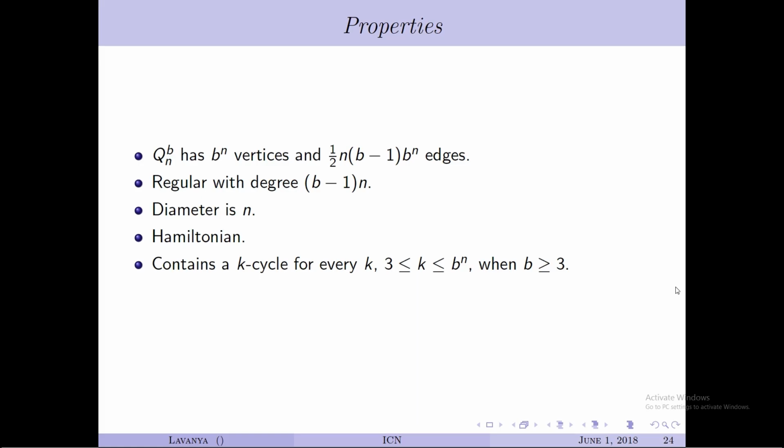Similarly, it is Hamiltonian, same property, that is why it is called a generalized hypercube, everything carries over in base B also. So there is a k cycle for every k. In hypercube we know it does not contain odd cycles, it was bipartite. Here we do not have that condition, because we started with a K3. If you look at the example, we start with a triangle, right. So triangle is going to sit in every cube that is formed inside that. So at least there is a 3 cycle. In fact, not only 3 cycle, it contains every cycle of any order you take, 3 to B power n, okay. So you can find a cycle.